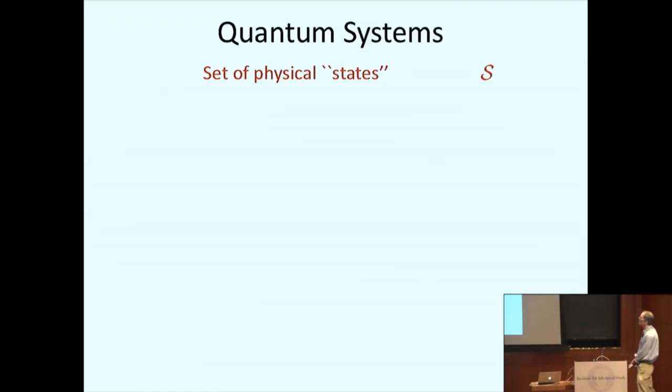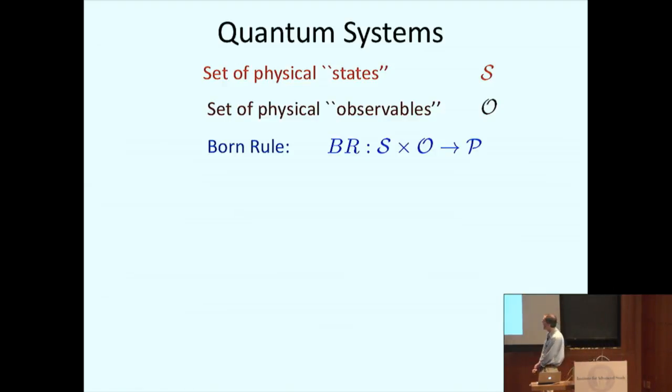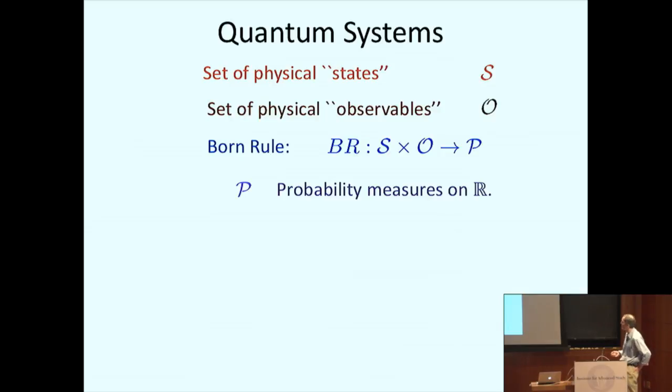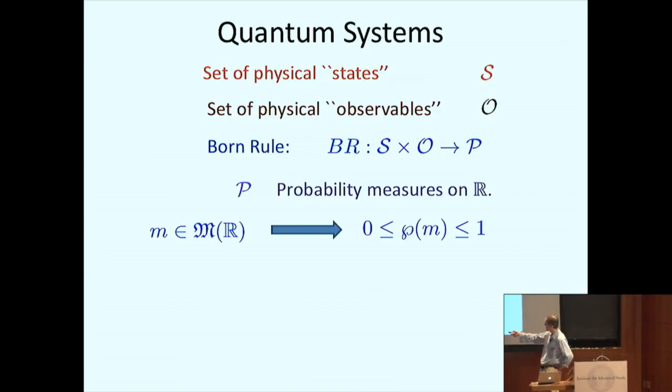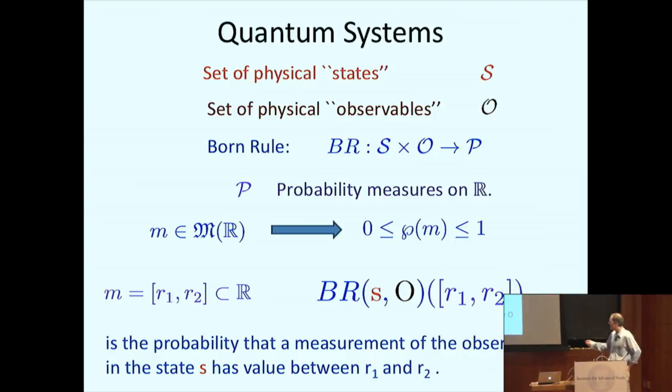So by a quantum system, I mean we have a set of physical states, S, a set of physical observables, O, and a Born rule, a map from states times observables to probability measures on the real line. That just means if you have a measurable set M, you get a real number between 0 and 1, satisfying some well-known axioms. If we take the Born rule for a state S and an observable O, and take M to be the closed interval from R1 to R2, we get a real number between 0 and 1. This is the probability that a measurement of the observable O in the state S has its value between R1 and R2.